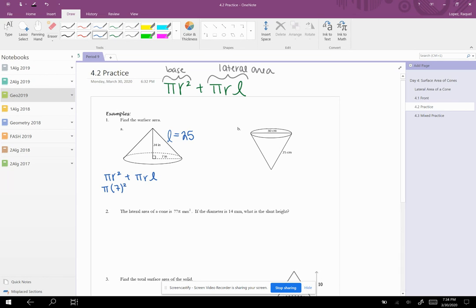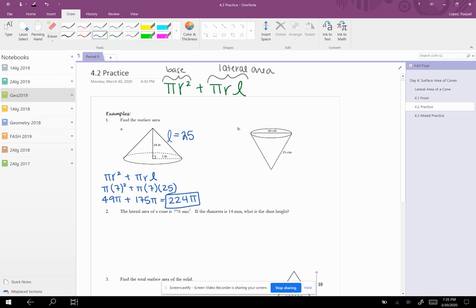So the radius is 7, and your slant height is 25. We're just going to go ahead and multiply that out. 7 squared is 49, so I have 49 pi, plus 7 times 25 is 175 times pi. And we want our answer in terms of pi. Both of those terms have pi in them, so we're going to do 49 pi plus 175 pi, and that gets us to 224 pi. And that's it.